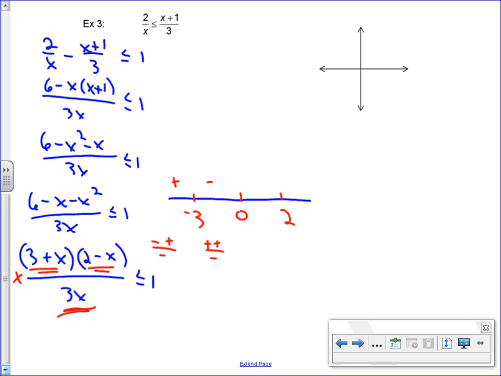Next section, probably test 1. 3 plus 1 is positive. 2 minus 1 is positive. 3 times 1 is positive. So it's positive right here. And the last one, something like 3 or 4, and that's going to give us a positive here, and a negative here, and a positive here, and we get a negative right there.